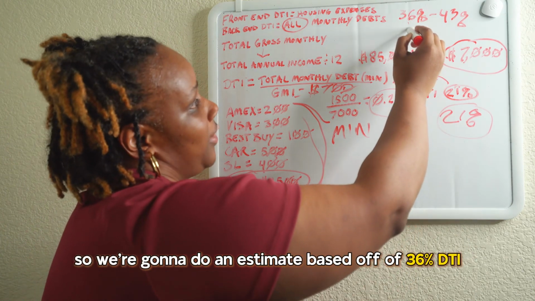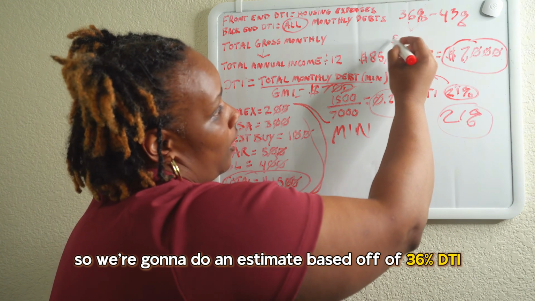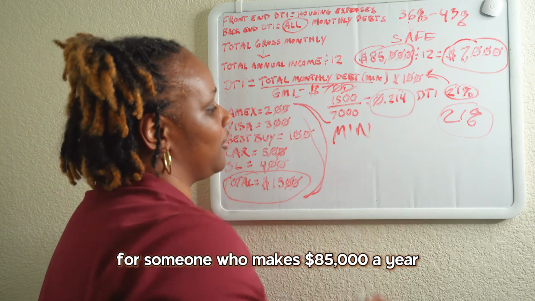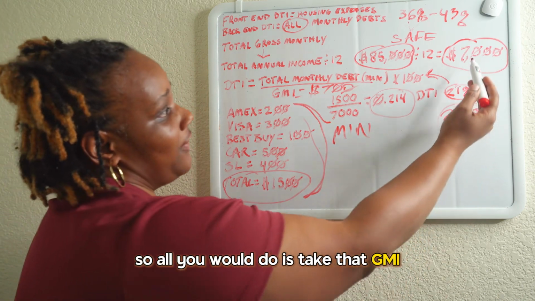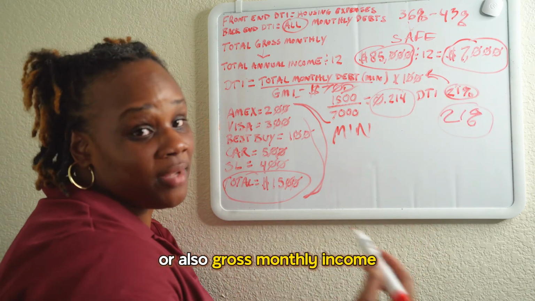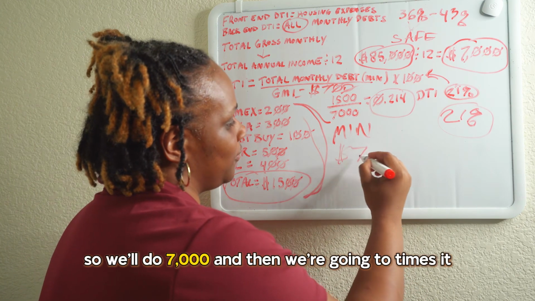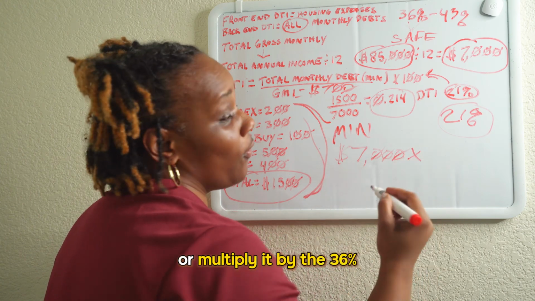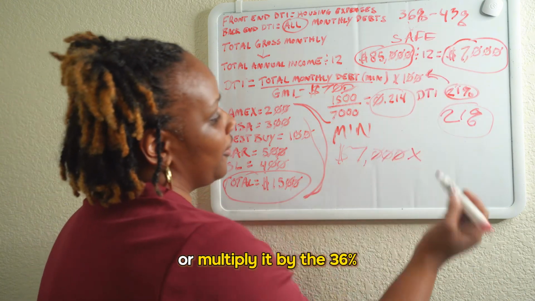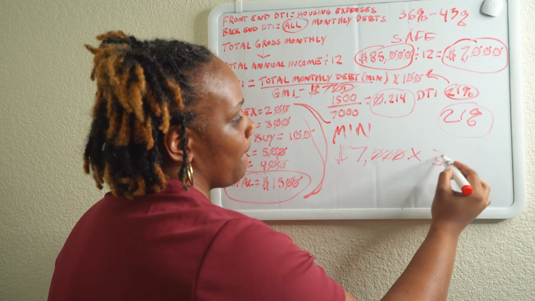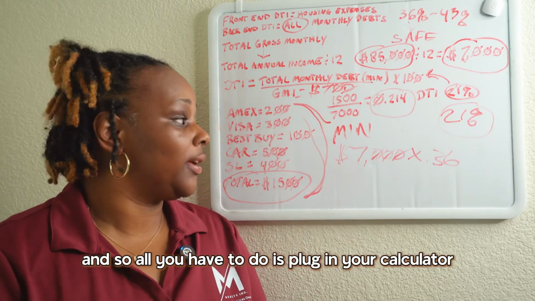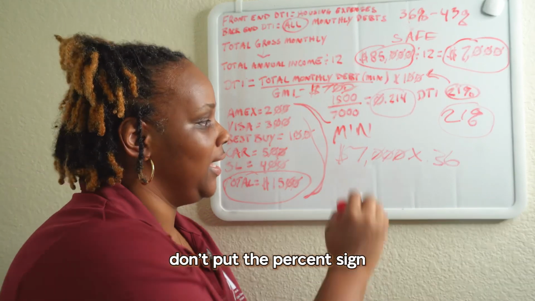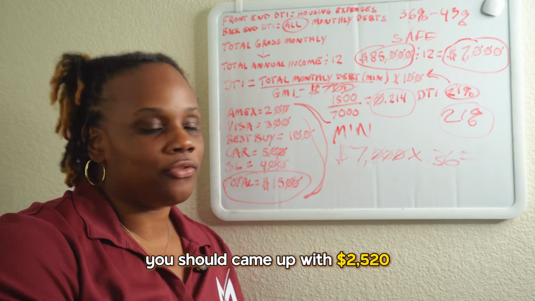So we're gonna do an estimate based off of 36% DTI, which is safe and comfortable for someone who makes $85,000 a year. So all you would do is take that GMI, or gross monthly income. You're gonna take that amount, so we'll do 7,000, and then multiply it by the 36%. And so all you have to do is plug in your calculator, 7,000 times 0.36. Don't put the percent sign. You should have come up with $2,520.